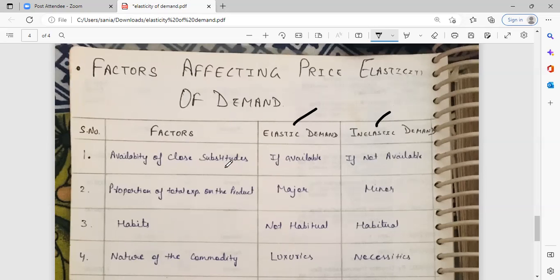When close substitutes are available, for example, for tea, the close substitute is coffee, right? So at that time, what will you do? If a close substitute is available, you will change your demand from tea to coffee. But if it is not available, then you will not change your demand.